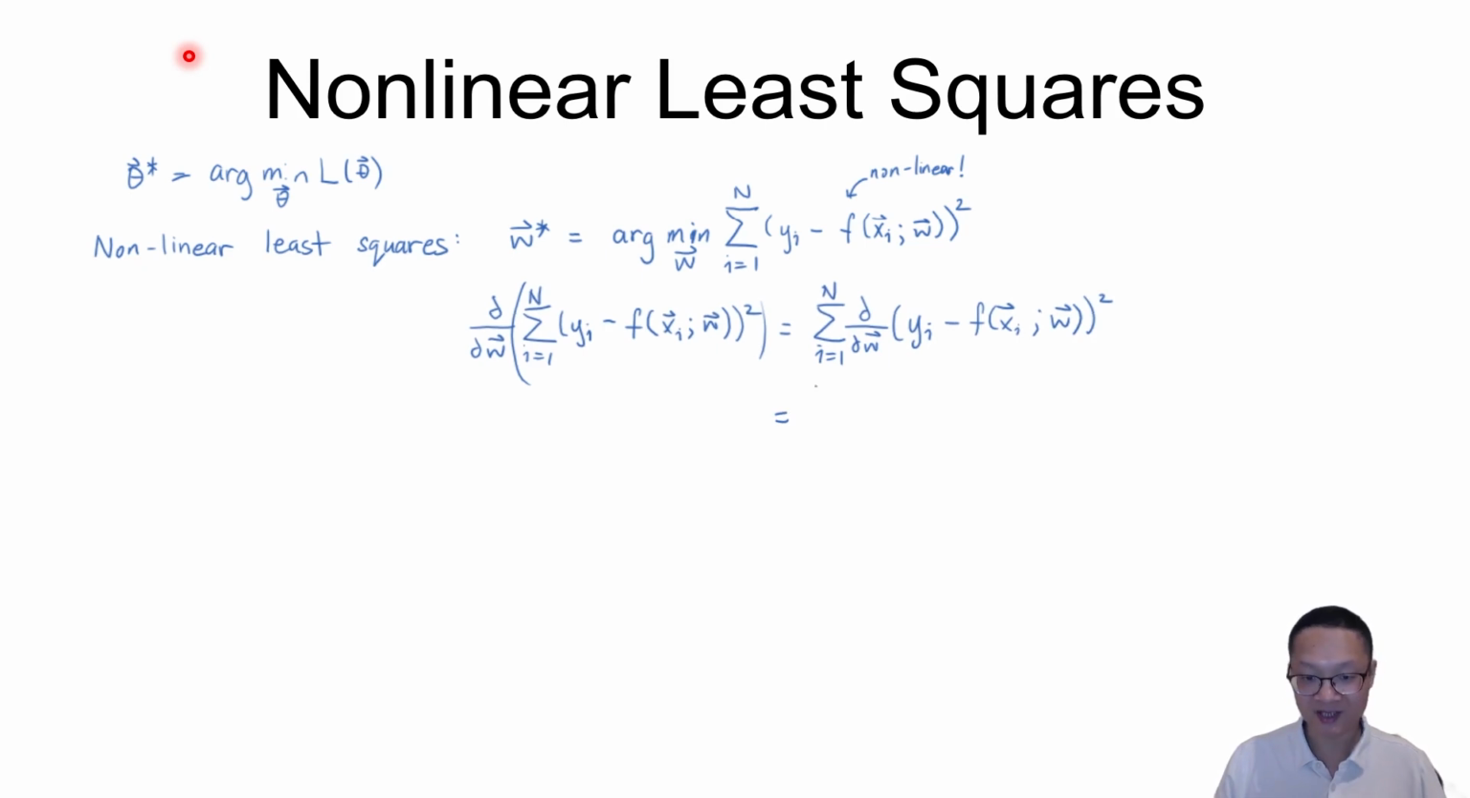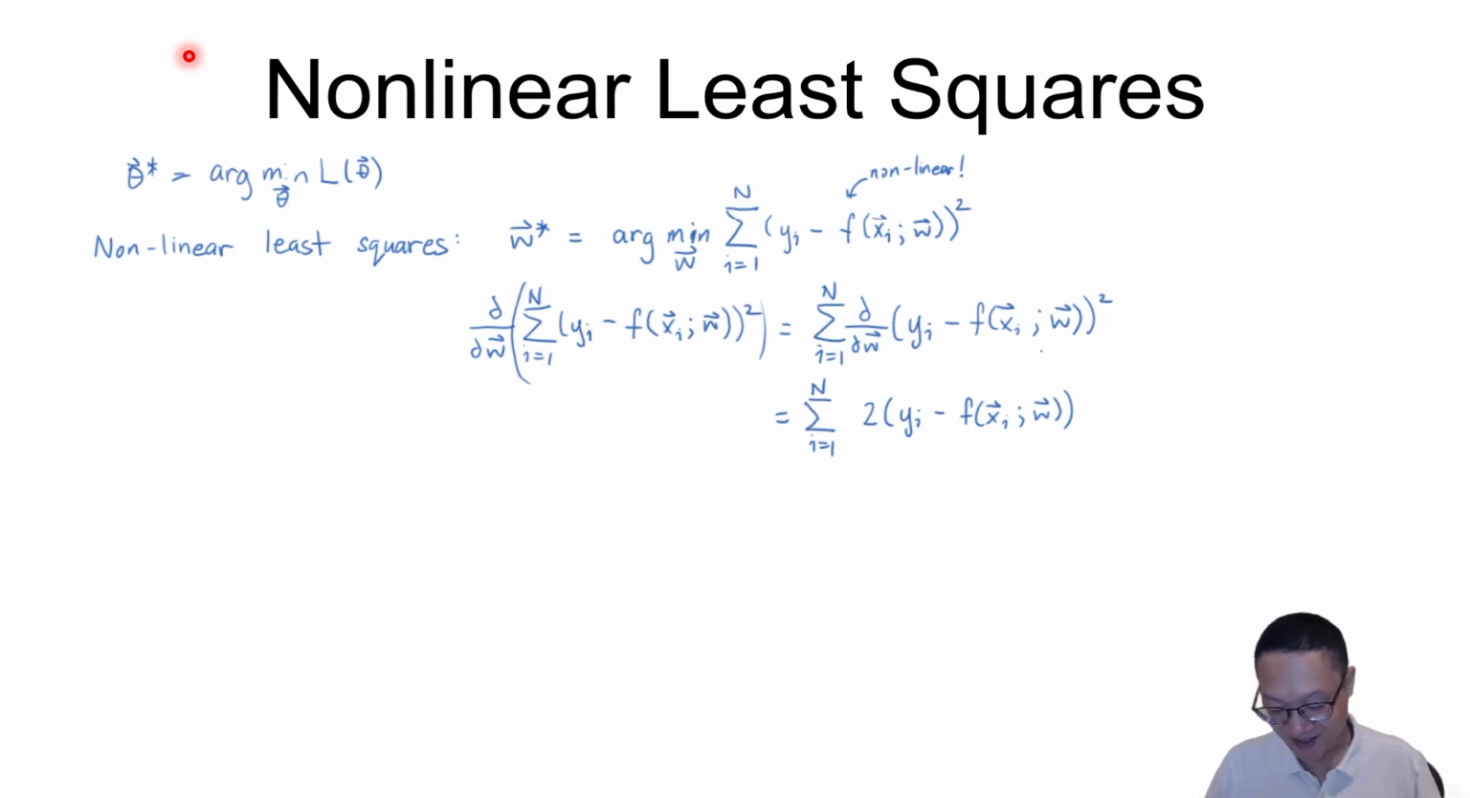So now we can continue taking the gradient. To do this, we use the chain rule. The sum is still going to be here. Now taking the gradient with respect to this, (y_i minus f of x_i, w) all squared, the 2 comes down. So taking the outermost gradient, the inside stays the same, and then we have to take the gradient of the inside.